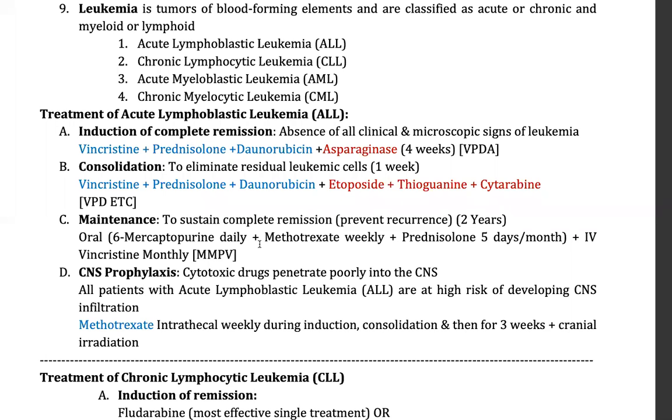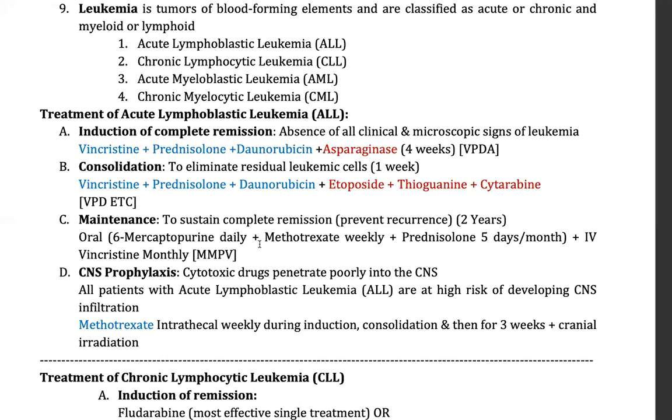Yes. The first one is induction of complete remission. What do you mean by induction of complete remission? You have to give the 4 week therapy in which there is absence of all clinical and microscopic signs of leukemia. What do you mean by consolidation? To eliminate the residual leukemic cell. It is for 1 week.